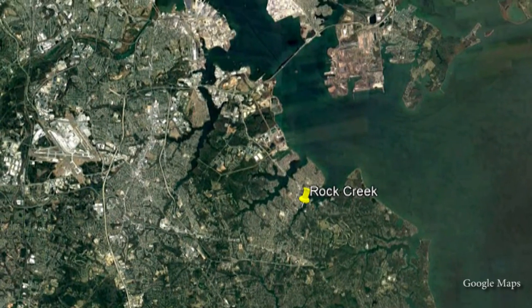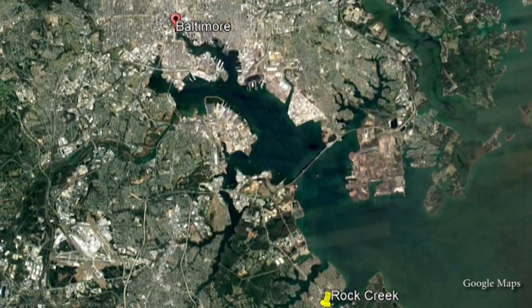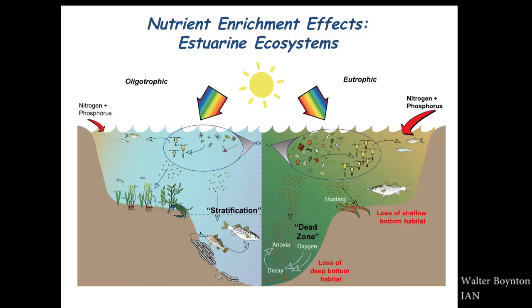My work takes place in an estuary known as Rock Creek. It is a small tidal estuary downstream from Baltimore, and it is considered very eutrophic. When a system becomes eutrophic, it's experiencing too many nutrients. We start to see a lot of ill effects coming from this eutrophication.